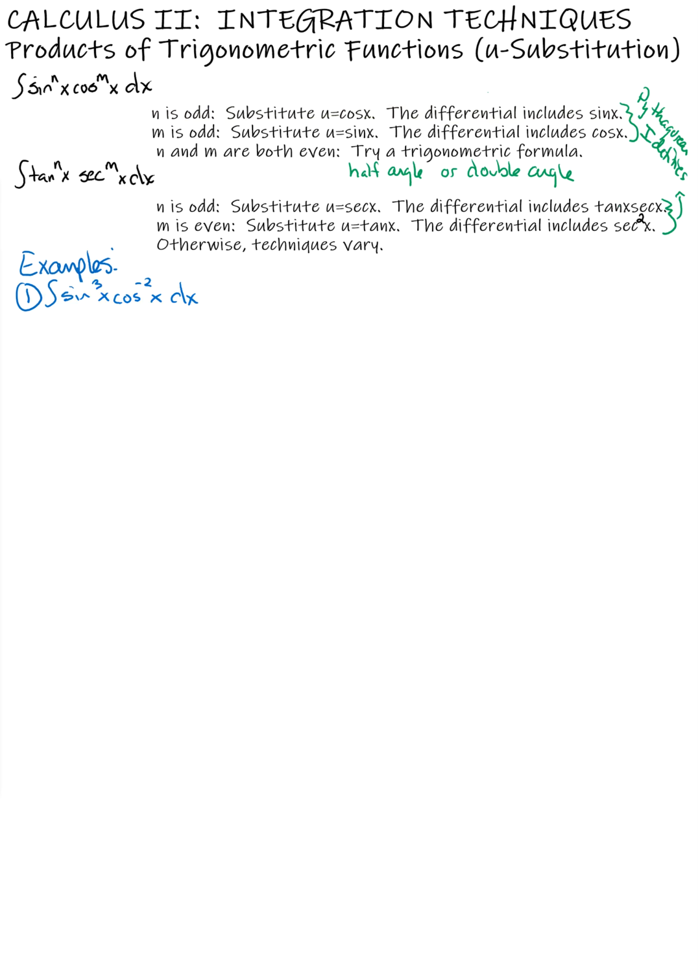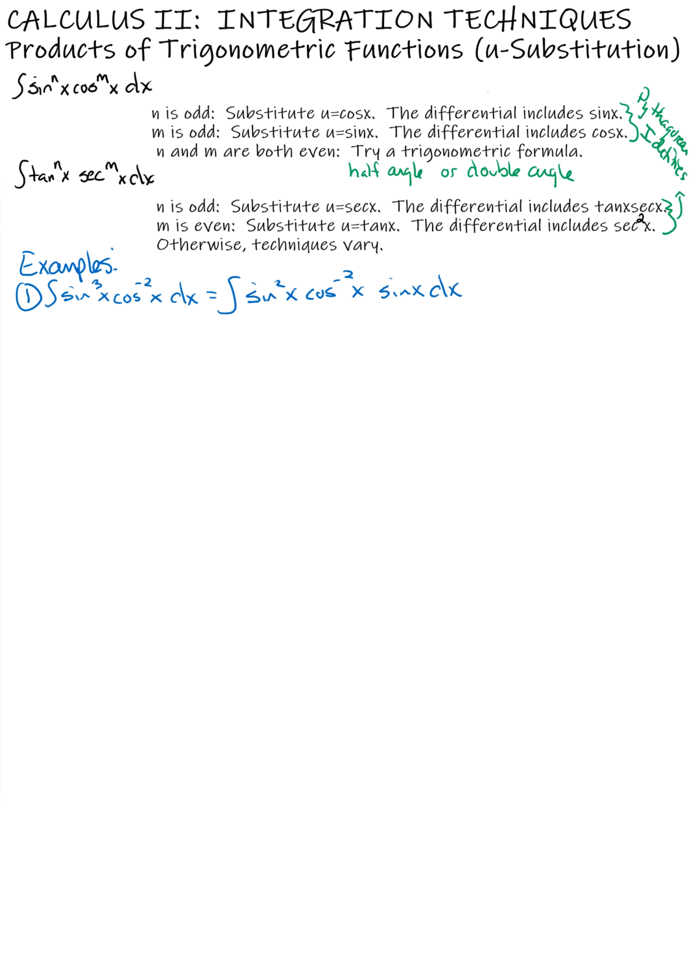The thing that I'll start with is that my differential will need to include a sine. So I'm going to start by taking out a sine and setting it aside with that dx. So I'm just going to write this as sine squared x cosine to the negative 2 of x, and that extra sine of x I put back here with the dx. That's going to be all part of the differential.